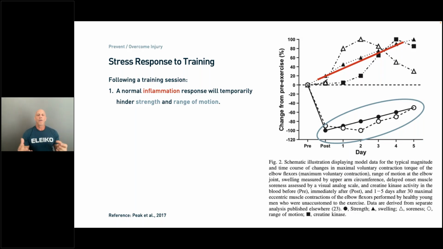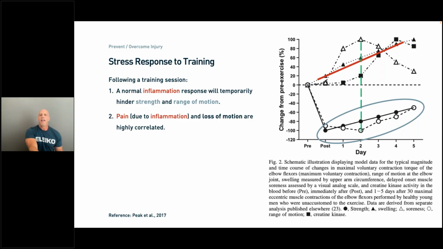But because of that, there's also going to be a hindrance in your strength and range of motion. That's what's circled down there below. Strength and range of motion will decrease. This is in a normal training situation. The pain, which is the open triangle, and the range of motion are correlated. So inflammation causes pain. Pain is a result of inflammation. As soon as the inflammation kicks in, all of a sudden pain starts going up really high. There's a correlation between that, which all that means is that there's an inflammation response and your decreased range of motion.